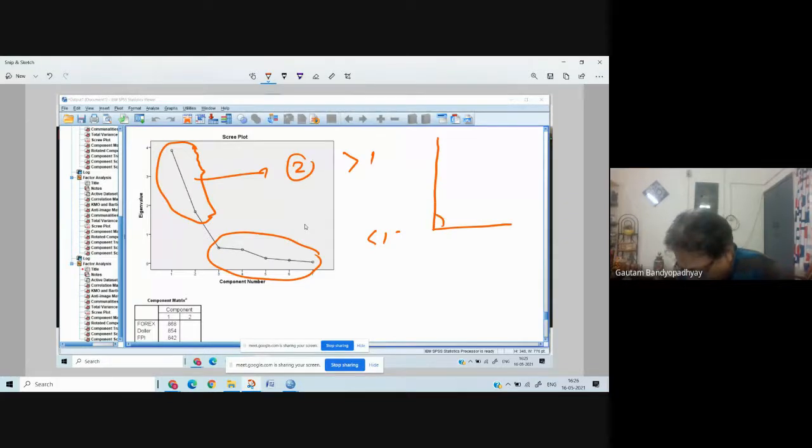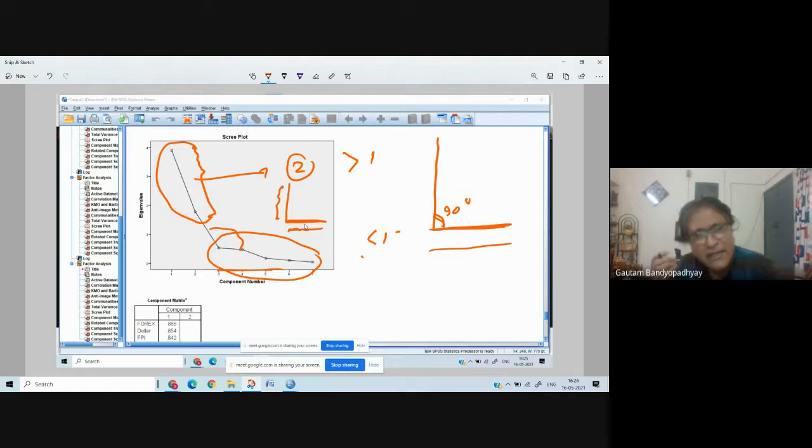That means this angle is 90 degrees. But here this angle is not 90 degrees. So if it is 90 degrees, what will happen? These eigenvalues, the ones less than 1, will be parallel to the x-axis. That means these eigenvalues are more than 1 and these are less than 1, and you join them by a straight line. If this looks parallel to the x-axis, that means perfect factor analysis.